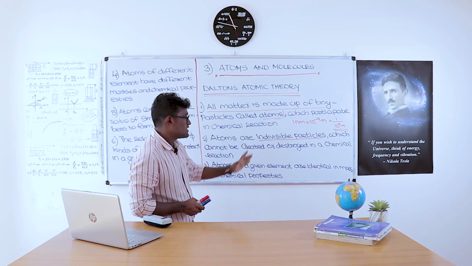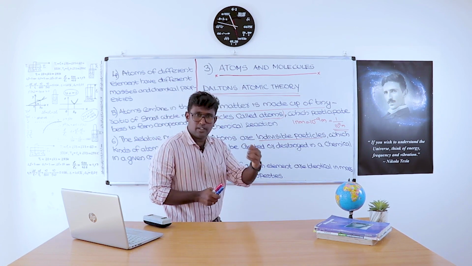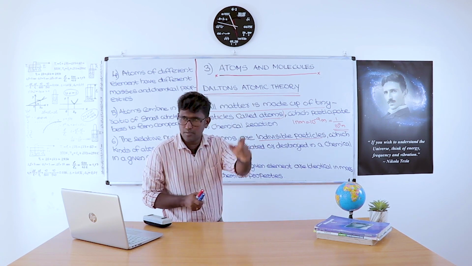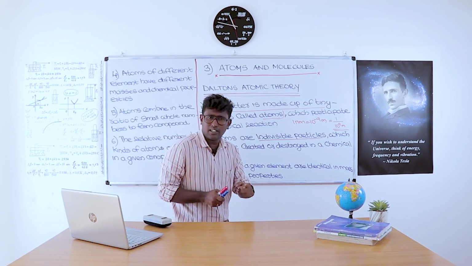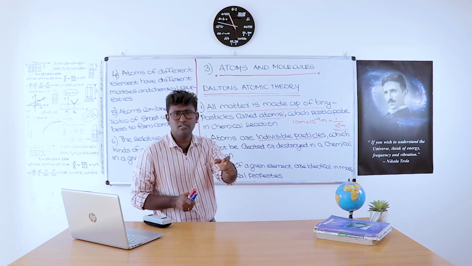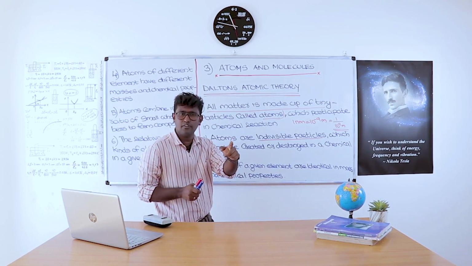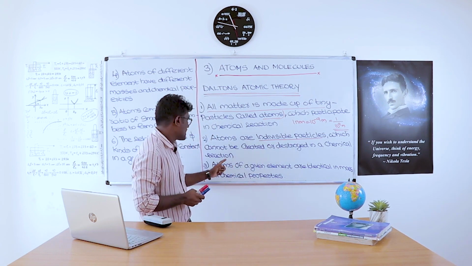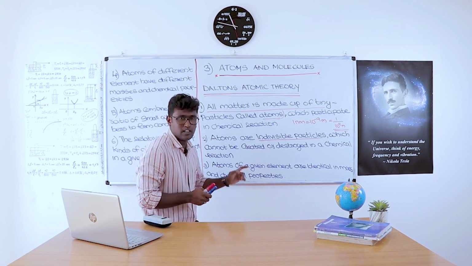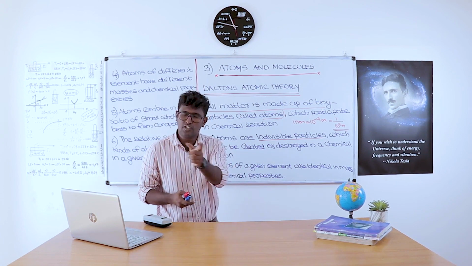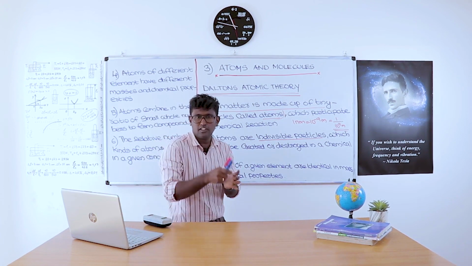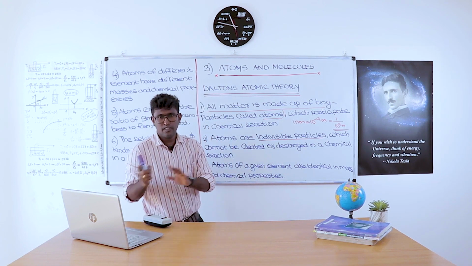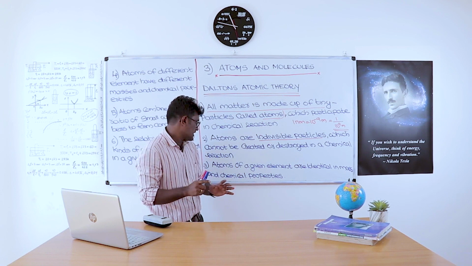The next point is that atoms are indivisible particles. Why? Because atoms are very small particles. How do we say that atoms are very small? Because the radius of an atom is in the range of nanometers. So atoms cannot be created or destroyed in a chemical reaction. This postulate results in the law of conservation of mass. What is the law of conservation of mass? Mass can neither be created nor be destroyed in a chemical reaction.